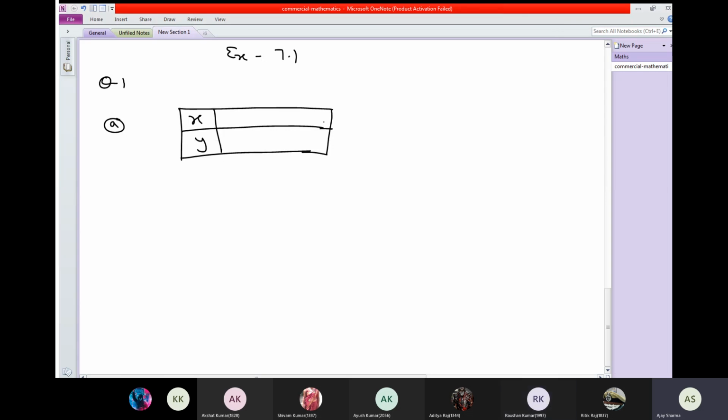Now we are given a table, and in this table, what are the numbers given? X, Y, and there are four pairs: x equal to 6, y equal to 4; x equal to 10, y equal to 8; x equal to 14.